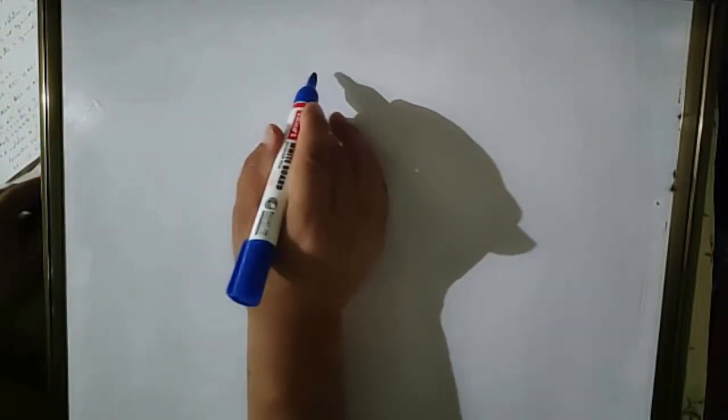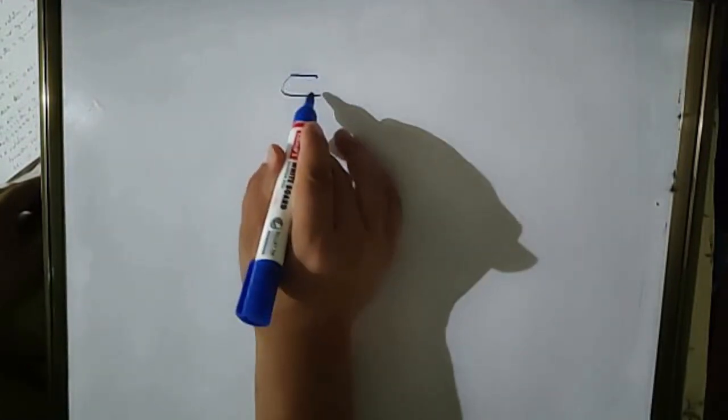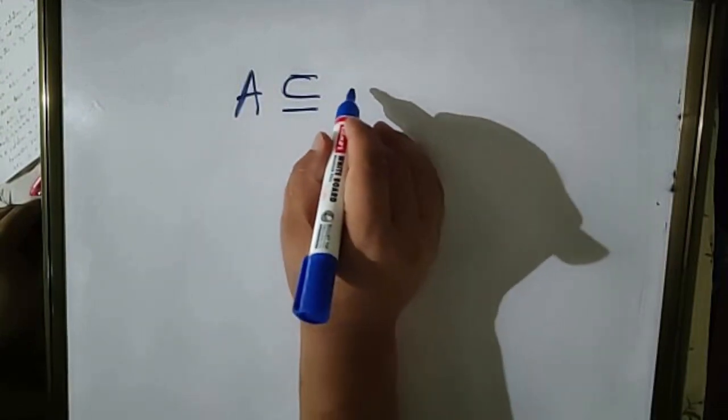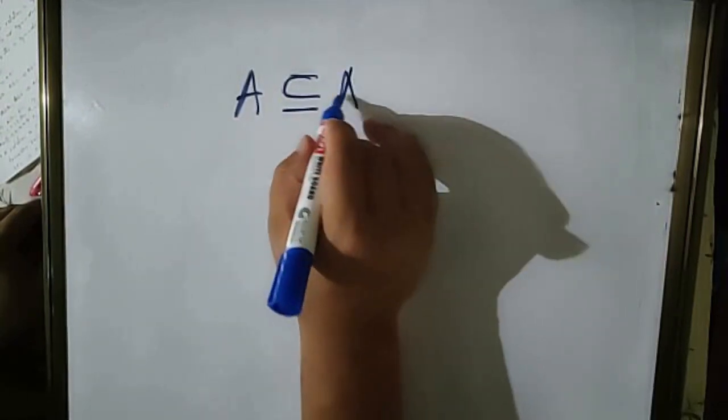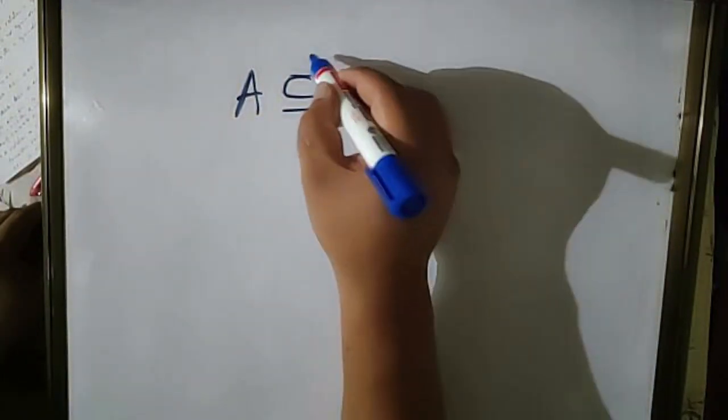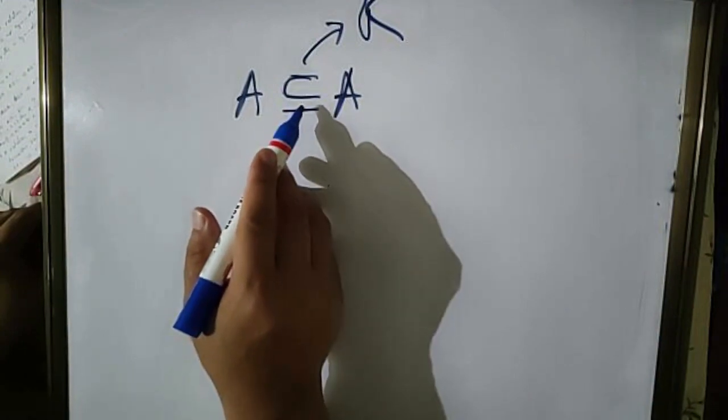What are the common examples of a reflexive relation? Say, set inclusion relation. This set inclusion relation is a reflexive relation because for a set A, we can write A is a subset or equal to the set A. It's a reflexive relation. So here the relation R is set inclusion relation.